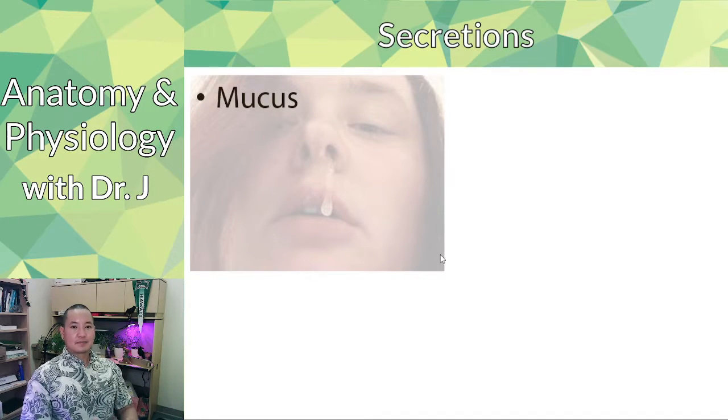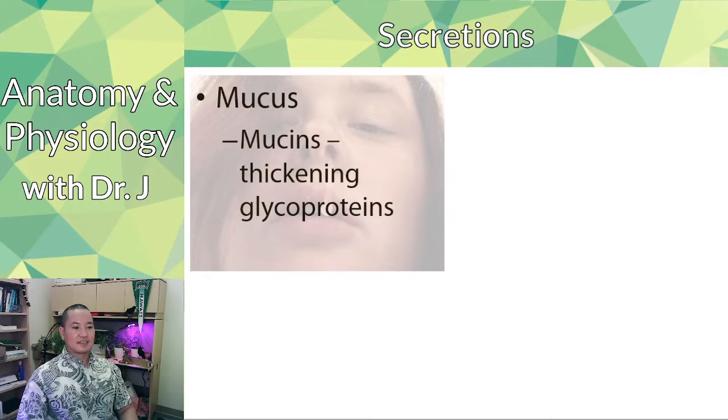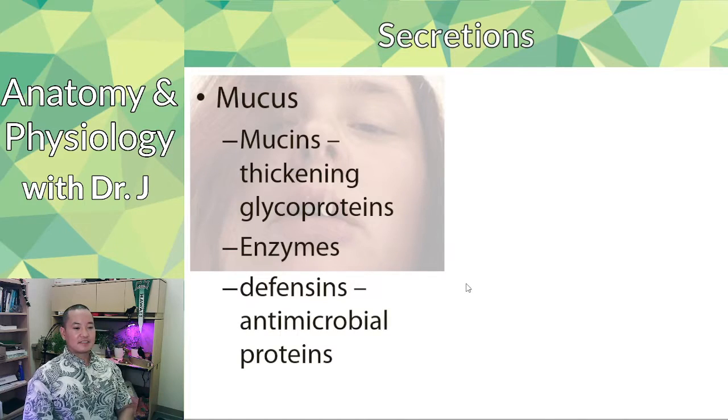Now secretions. Secretions are things we produce from our cells and glands. So things like mucus, a very important secretion, and it also contains a lot of these glycoproteins called mucins. So glyco again means sugar, and proteins, so these are proteins with sugars attached. So this is why mucus is thick, because these sugars like to hold on to water, and they also help to thicken fluids as well. So mucus is thick due to the presence of mucins. And it also has many enzymes that help to defend against pathogens, and also these antimicrobial proteins called defensins.